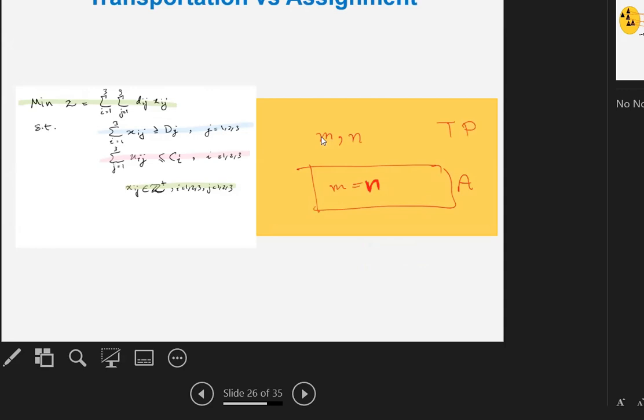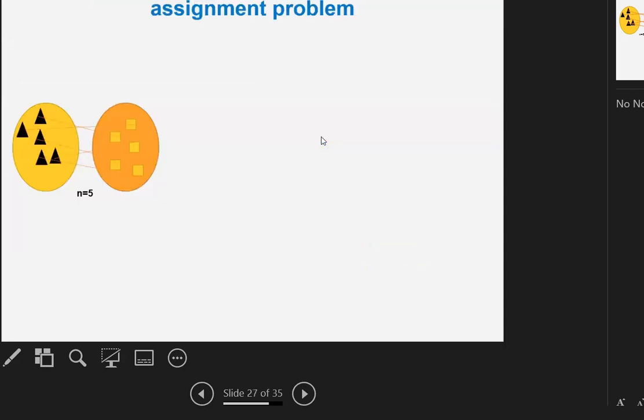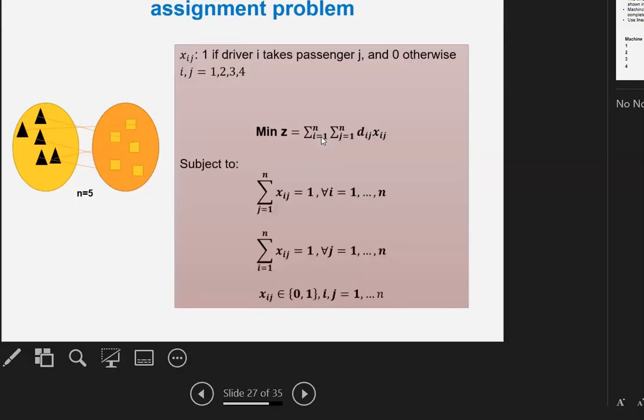points. And for the assignment problem, in general, we have N, 5, which means we have one set with 5 items, another set with 5 items. We just need to decide who goes with whom. It's like a matching problem.